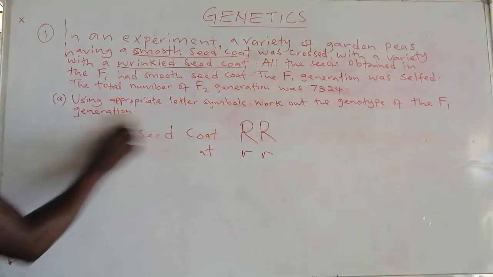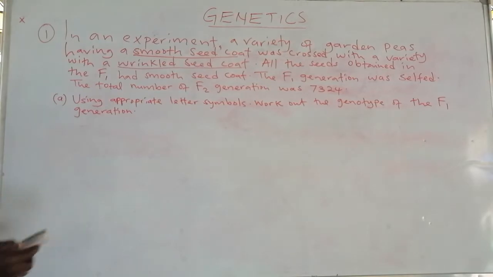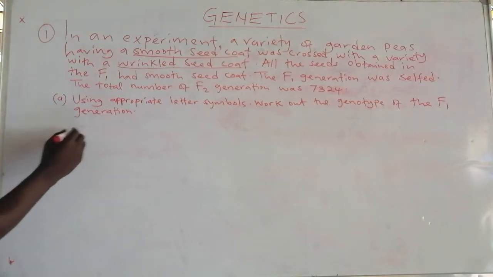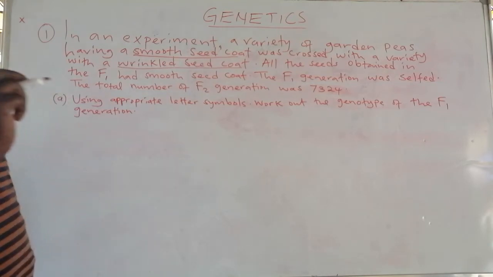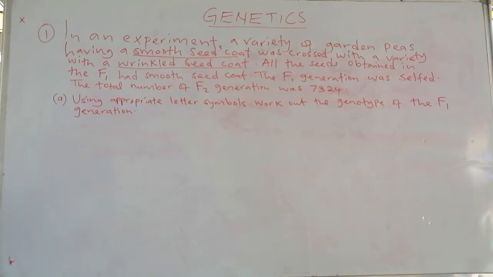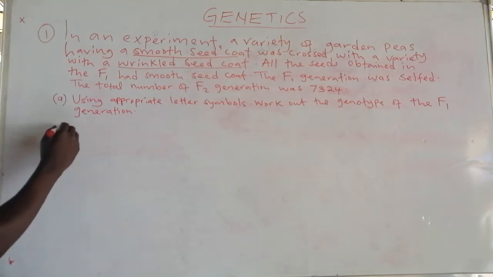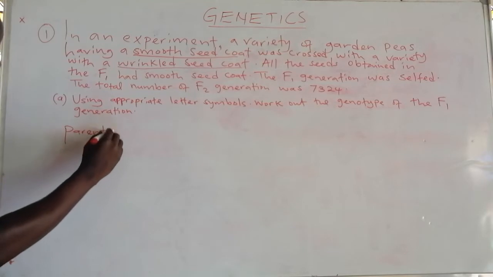So here, we have smooth seed coat and we have wrinkled seed coat. Therefore, when you want to carry out a genetic cross, number one, you must identify the phenotypes, you must identify the genotypes, and then you must use correct crossing lines, and also you must identify the parents. So here, we are going to have our parents. We will start with the parental phenotypes.